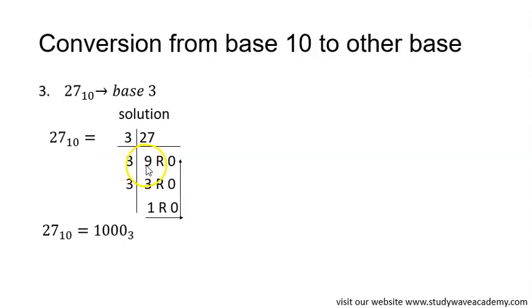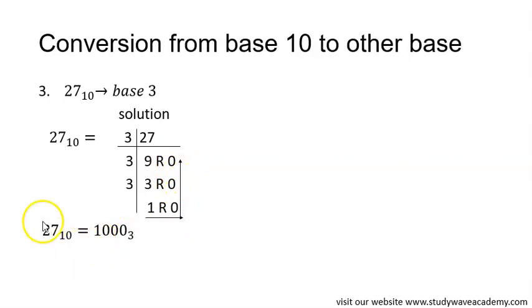And 9 divided by 3 will be 3. Remainder 0. There is nothing remaining. 3 times 3 is 9. Then 3 divided by 3 is 1. Remainder 0. Nothing is remaining, right? So what do we do? We are taking the remainder, right? And where are we starting from? From here. You move upward, okay? Just the remainders we are taking. So we have 1 0 0 0.